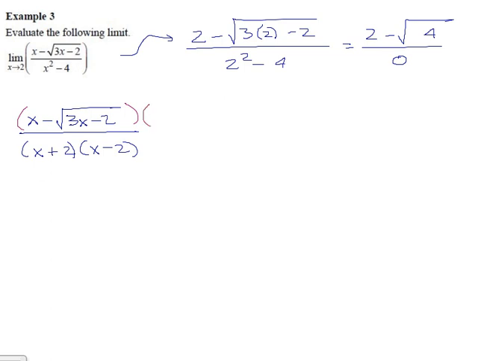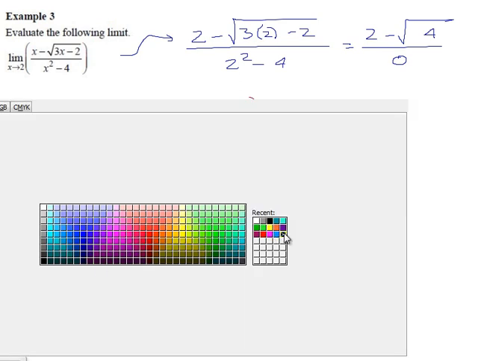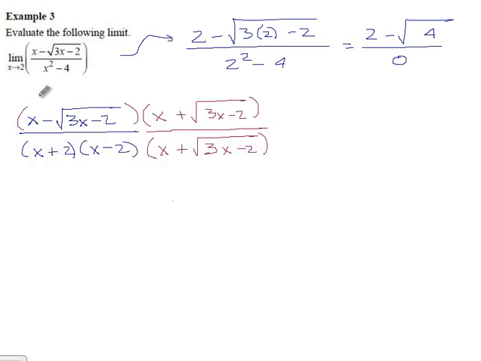In this case, if we're trying to get rid of this root, we can multiply the top and the bottom by x plus, because it's a conjugate, root 3x minus 2. You don't change all the signs, just the big one in the middle between the two terms. And if we do that to our numerator, of course, we must do the same thing to our denominator, 3x minus 2. Okay, if we multiply this out, what does it give us?